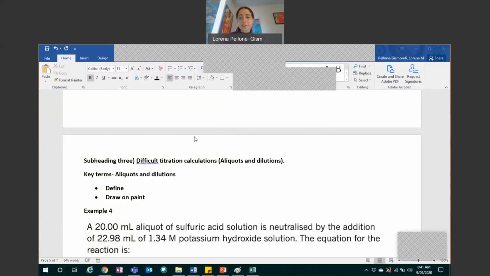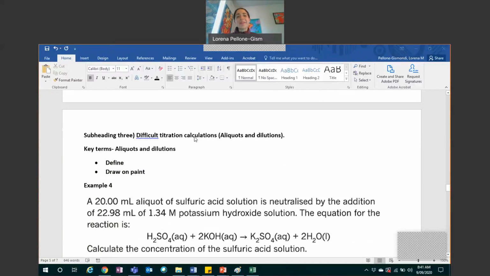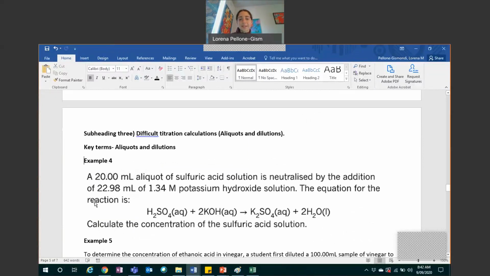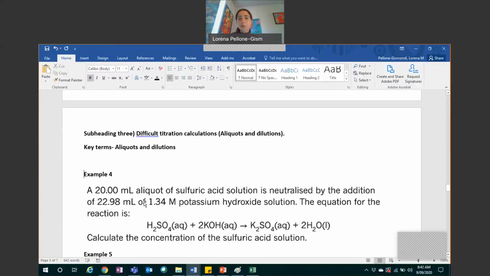All right, now this is where it's going to get really fun. They are difficult calculations. So hopefully you understood the difference between an aliquot and a dilution, and we can move on to the calculations now. So aliquots and dilutions are basically two ways in which we manipulate the known and the unknown, and they need to be included in our calculation.